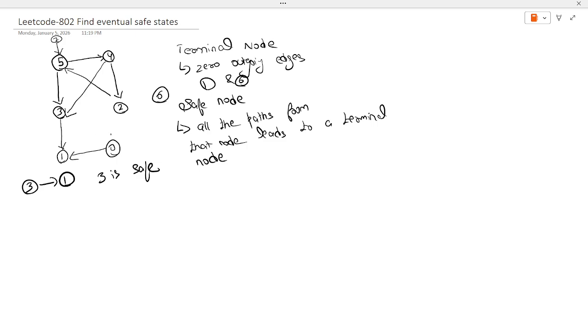And if I consider 2, 2 has one outgoing edge. So we can say 2 has one path. From 2 we can move to 5, from 5 we can move to 4, and from 4 we again move back to 2. So if a path starts from 2, it does not lead to a terminal node. Therefore, we can say 2 is not a safe node.